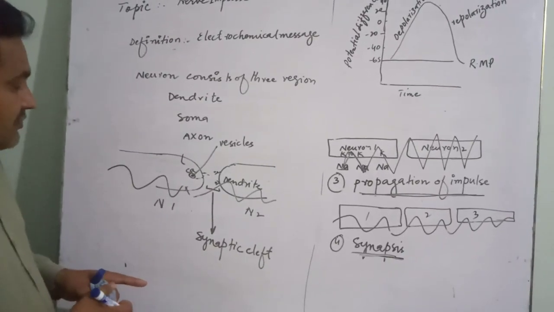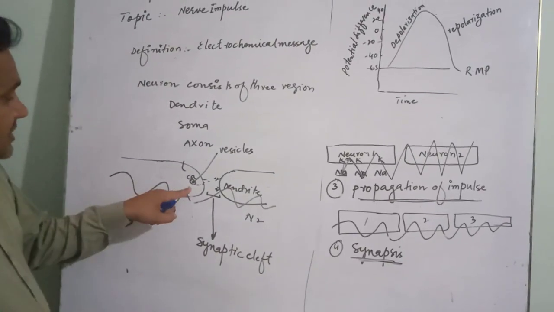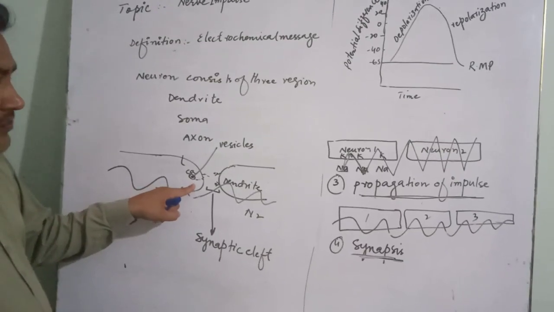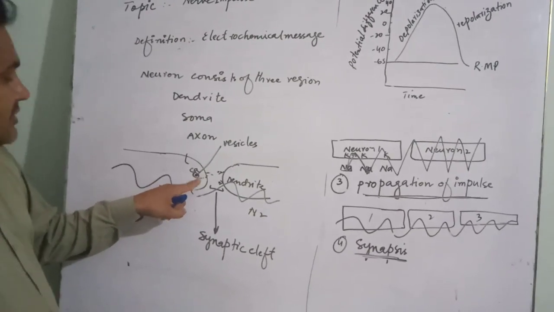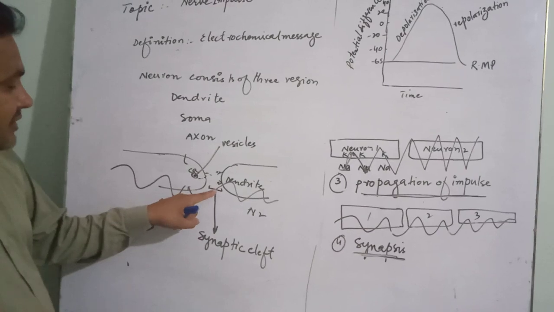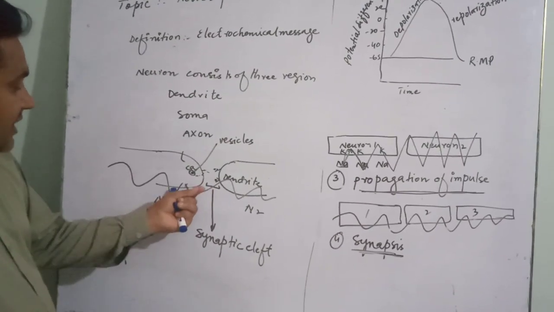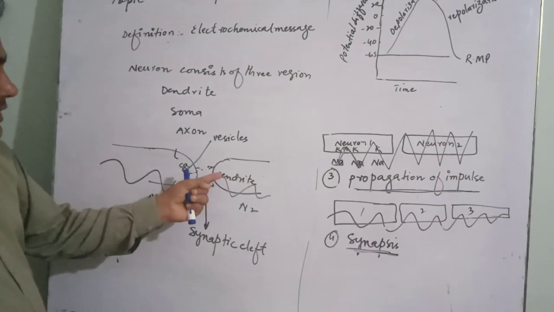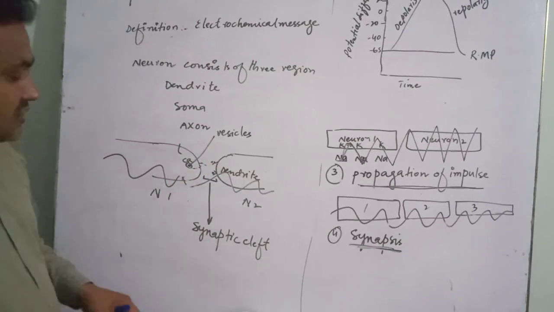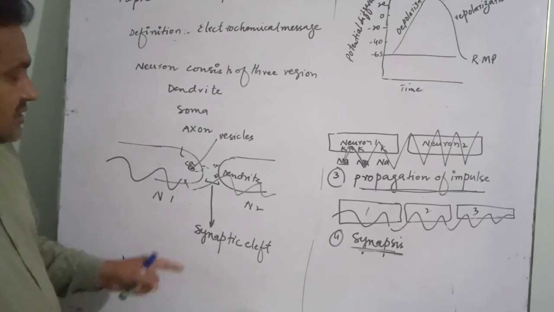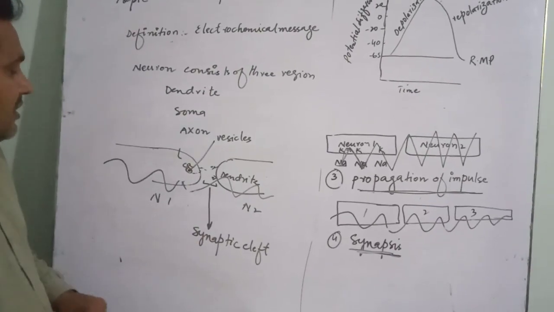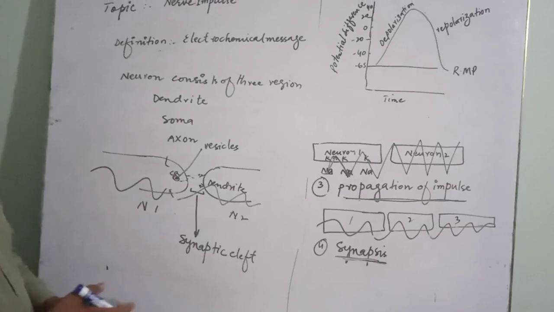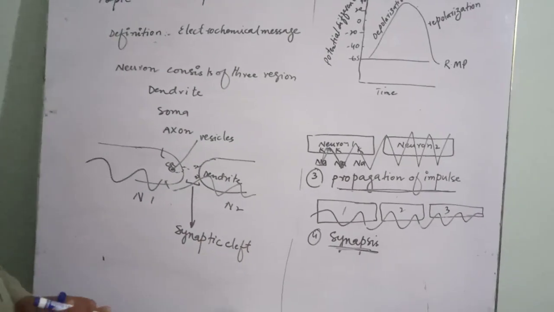Synapses consist of three regions. The first region is called presynaptic, the second, a small type of cleft, is called the synaptic cleft, and the dendroid of the other neuron is called the postsynaptic membrane. Now there are many neurotransmitters.